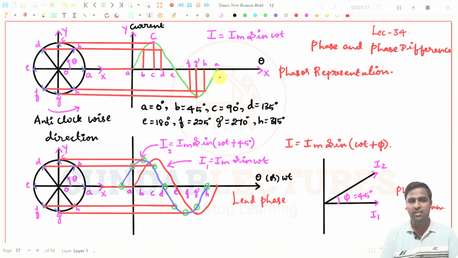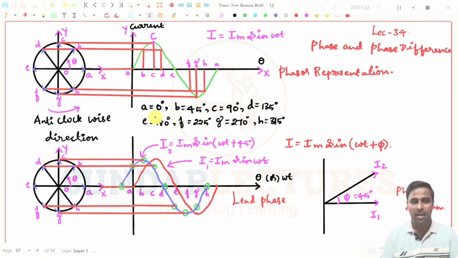We have seen this diagram, but how can we represent the phasors? This waveform will be a circle if you want to represent it in phasors. This circle has been split into 45 degree steps. This is the reference, and this is point A, this is B, C, D, E, F, G, H, and I and A will be the same, because 360 degree and 0 degree are the same.